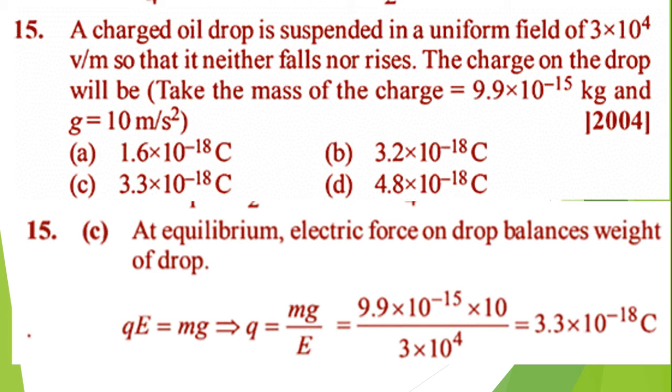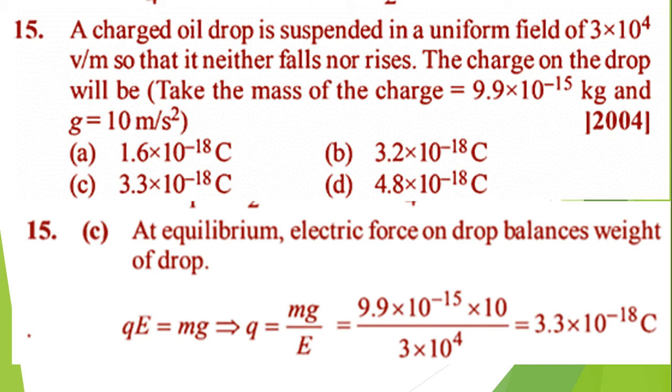Next, a charged oil drop is suspended in a uniform electric field of 3 into 10 to the power 4 volt per meter so that it neither falls nor rises. Very important concept: neither falls down nor rises up. The charge on the drop will be, take the mass of the drop 9.9 into 10 to the power minus 15 kilogram, and g is the acceleration due to gravity, having a standard value on the surface of the earth, g is equal to 10 meter per second square.